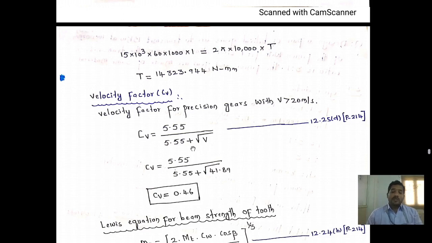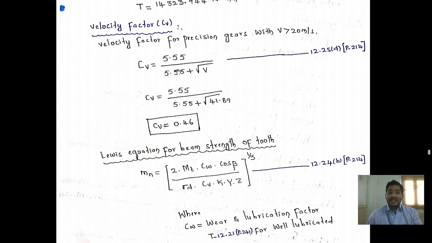Then, if the velocity is greater than 20 meter per second, and here the velocity we got is 41.89, for that reason we are using this velocity factor formula: CV is equal to 5.55 divided by 5.55 plus the square root of V. You have to refer to page number 214 and equation number 12.25D.